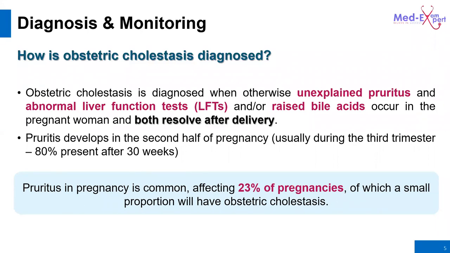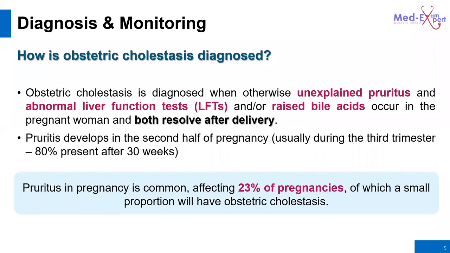organic causes. So obstetric cholestasis is diagnosed when there is unexplained pruritus and abnormal liver function tests or raised bile acids. So we have a clinical manifestation or a sign, which is the pruritus, and we have a laboratory one, which is abnormal liver function tests or raised bile acids. Both occur in pregnant women and resolve after delivery.